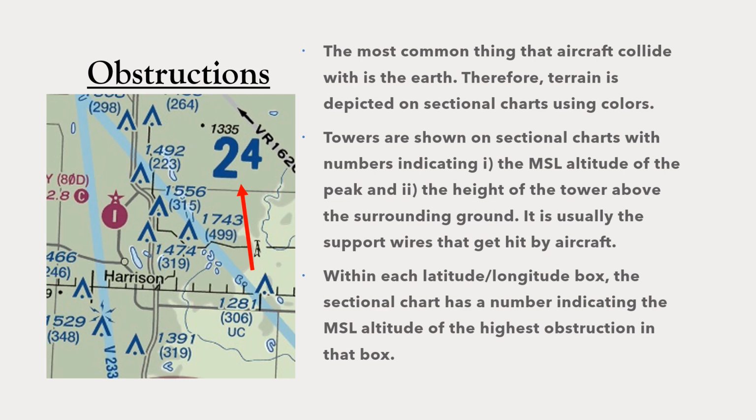Within each latitude and longitude box on the sectional chart, there's a number in this form: a big number followed by a slightly smaller size number. That indicates the MSL altitude of the highest obstruction within that box. So as long as we are higher than that, we know we are safe from obstructions.